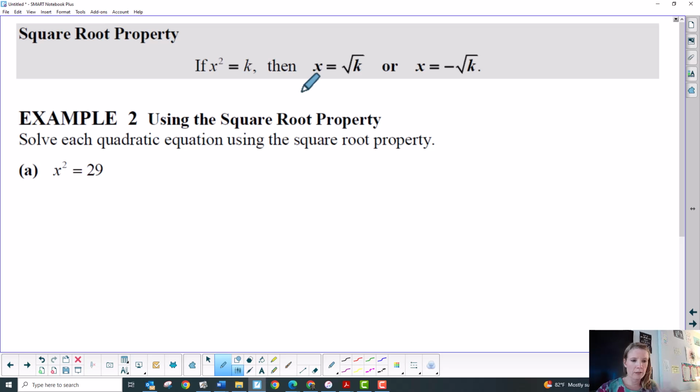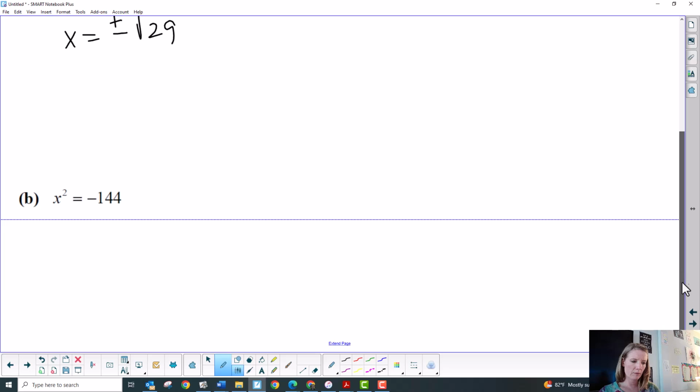Alright, so that's the first way. First method of attack is to factor. The next thing you can do is, if you don't have an x, if you just have x squared, you can just take the square root of both sides, and x equals plus or minus the square root of 29. That one's done.